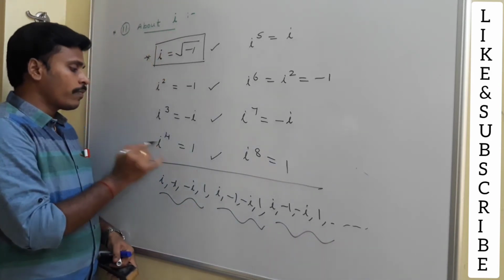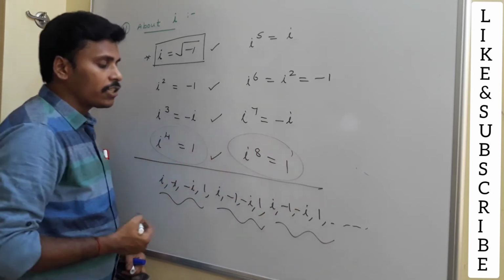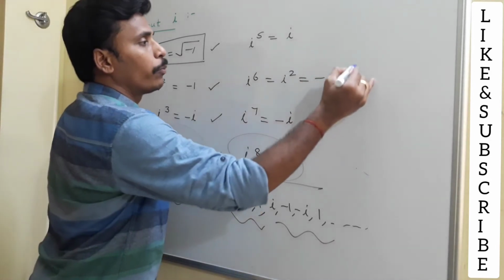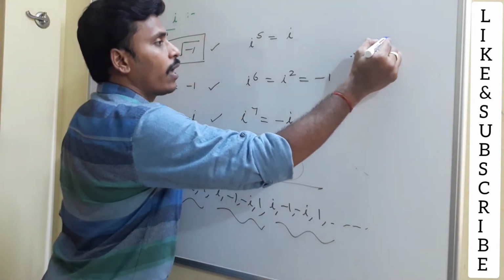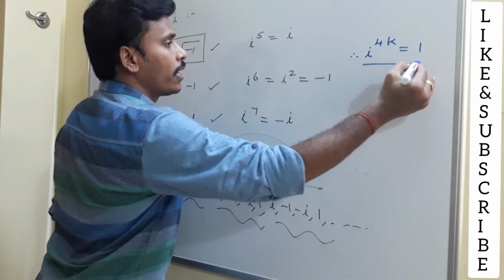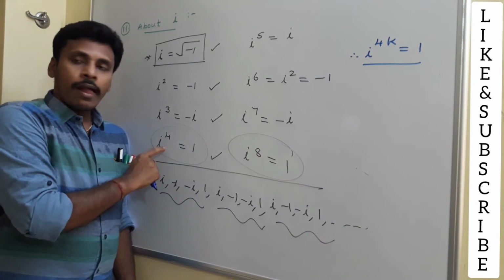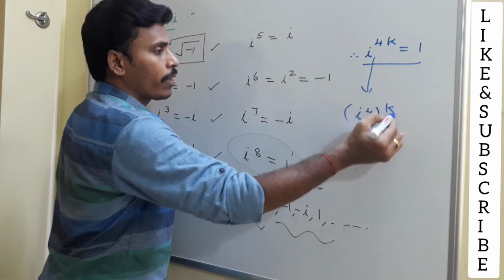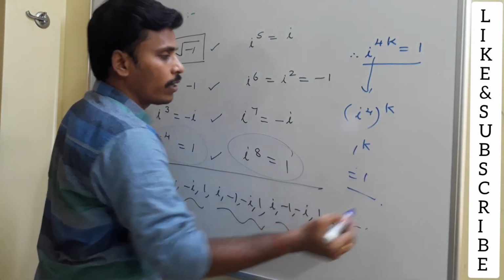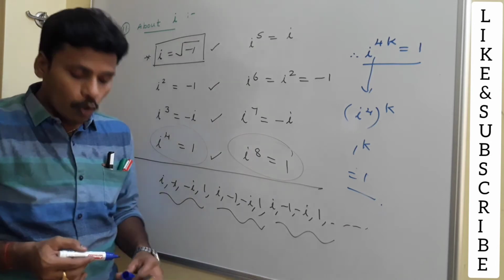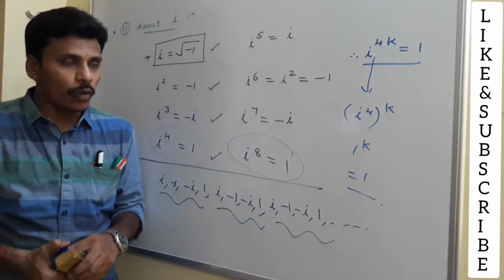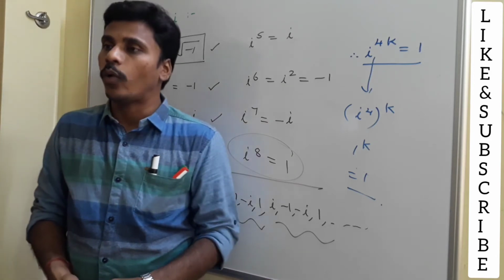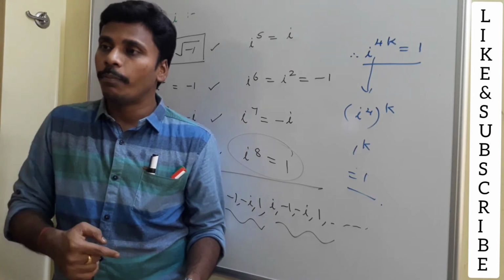If you observe all these things, i power 4 is equal to 1, i power 8 is equal to 1. If you move like that, i power a multiple of 4 is always 1. How can you find i power a multiple of 4? You may write it as i power 4 power k. Since i power 4 is 1, 1 power k is equal to 1. So i power 4 is 1, i power 8 is 1, i power 12 is 1, and like that i power 16, i power 20, i power 100, everything is 1 if the power is a multiple of 4 and the base is i.